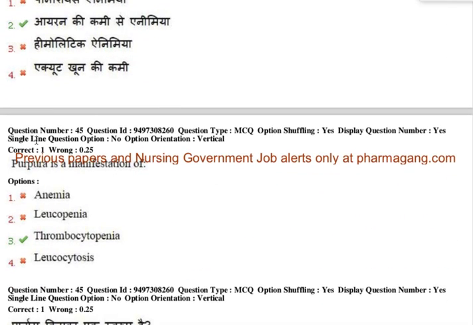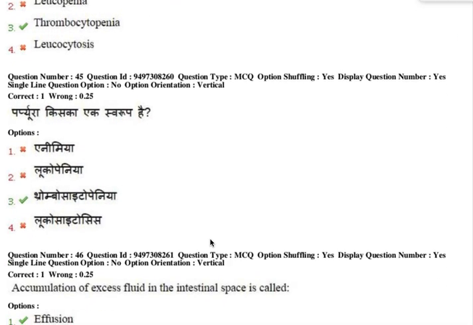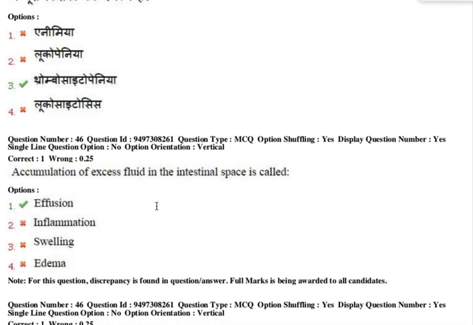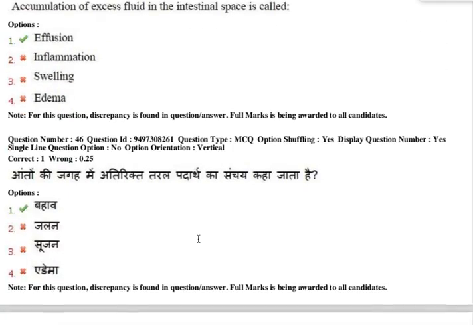Next question. Purpura is a manifestation of. Correct answer is third, thrombocytopenia. Thrombocytopenic purpura. Next question. Accumulation of excess fluid in the interstitial space is called. Correct answer is effusion. Effusion is the accumulation of excess fluid in the interstitial space.